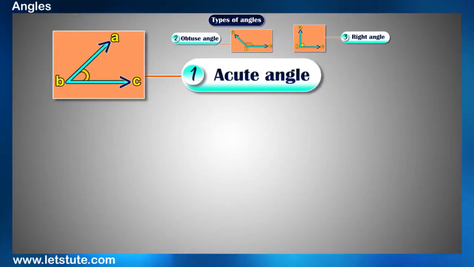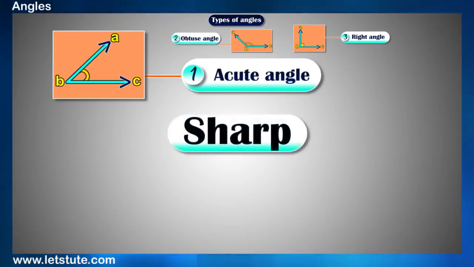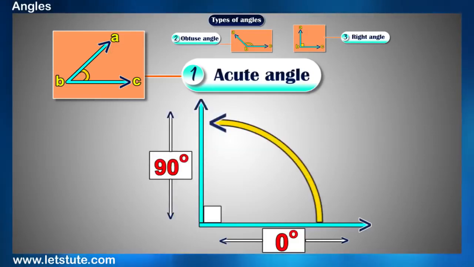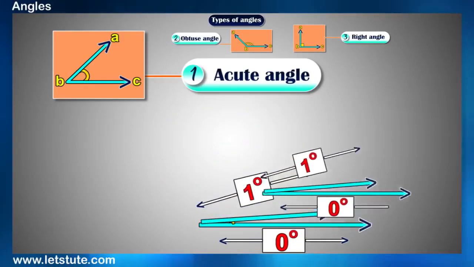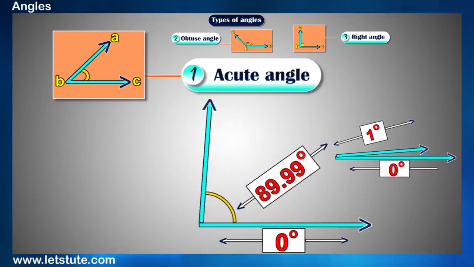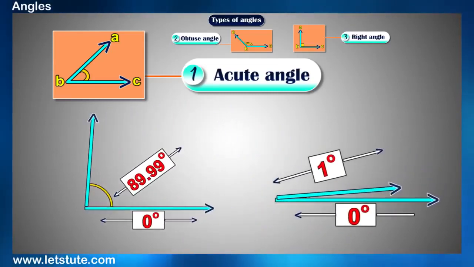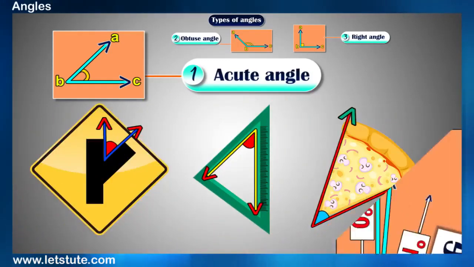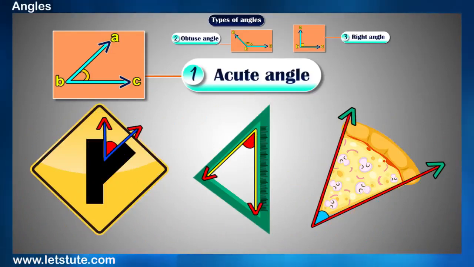Acute angle, where acute means sharp, and these angles measure anything between 0 degrees and 90 degrees. Well, an angle may have a measure of 1 degree or maybe 89.99 degrees, but both will be acute angles only. And surely we must have observed them in various such places.